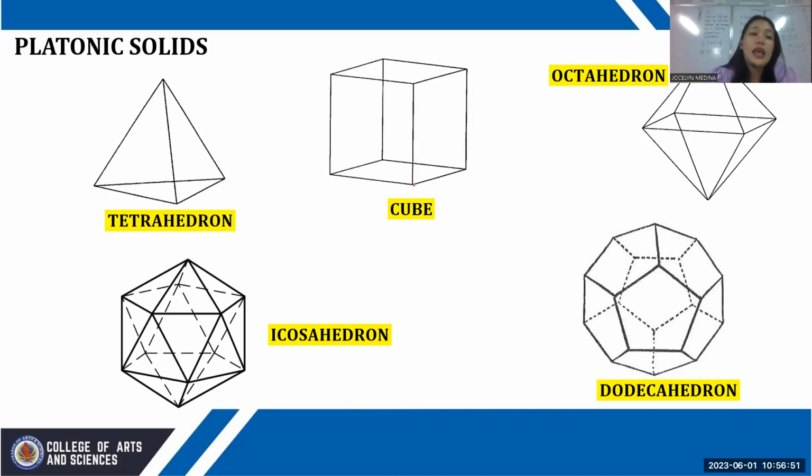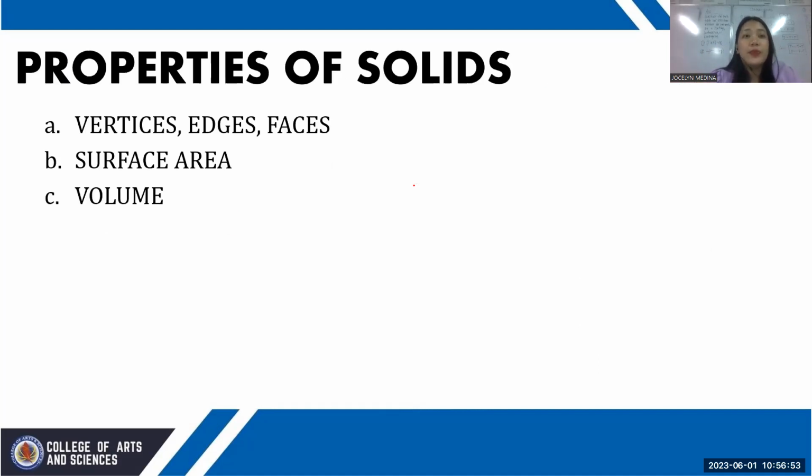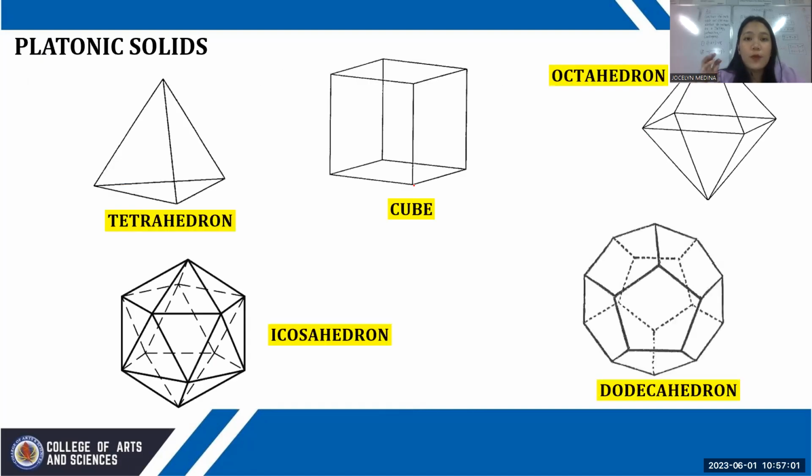Now let's have their properties. Earlier, we have your non-polyhedra and your polyhedra. Under non-polyhedra, we have cones, cylinder, and sphere. Under your polyhedra, we have your prism, pyramid, and platonic solid, PPP.